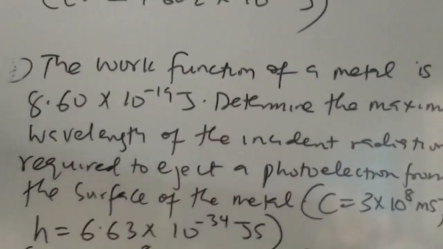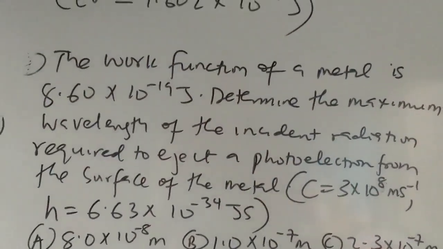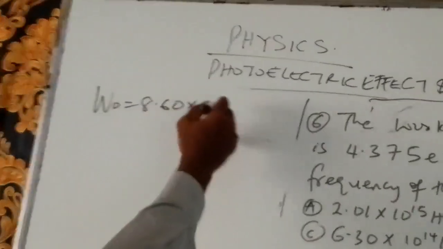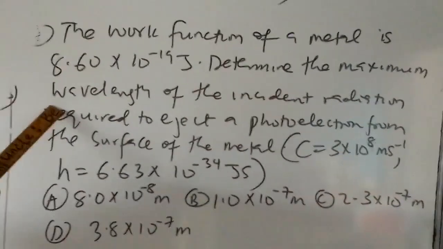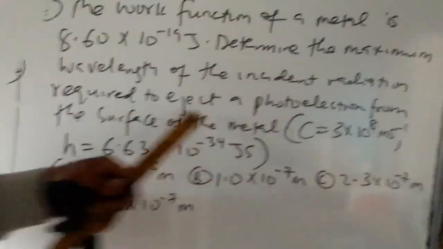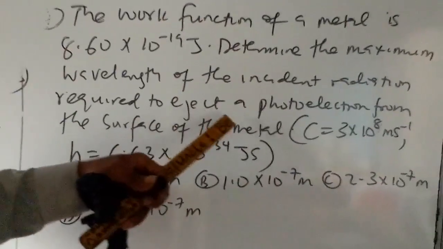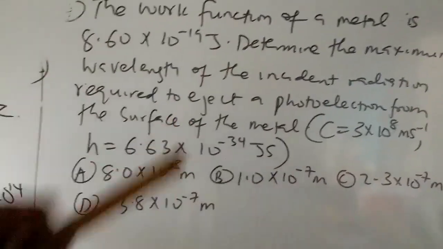Number 7 says the work function of a metal is 8.60 × 10^-19 joules. We have to determine the maximum wavelength of the incident radiation required to eject a photoelectron from the surface of the metal.